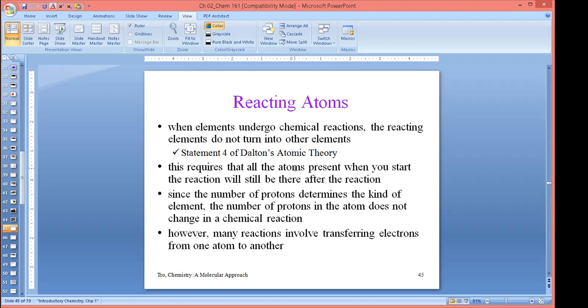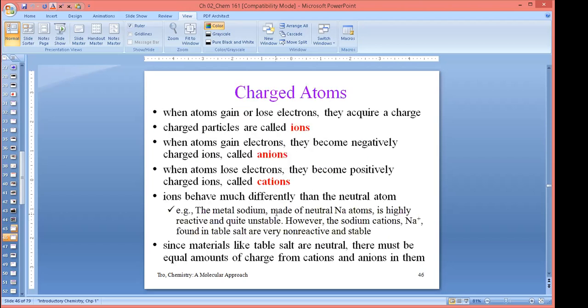So except for nuclear chemistry, when you have some chemical reactions, the elements don't change. So then what happens? The electrons move and they create different bonds, but still the protons and the neutrons don't change, and the element stays the same. It's just attached in a different way.